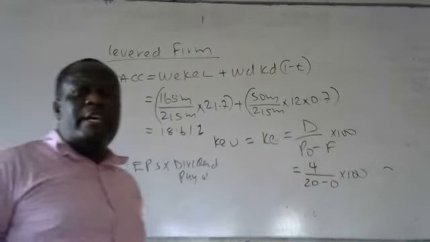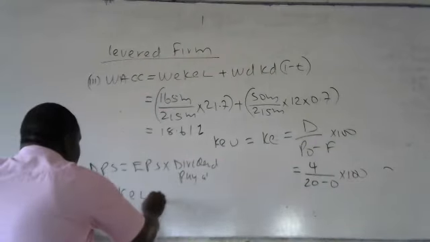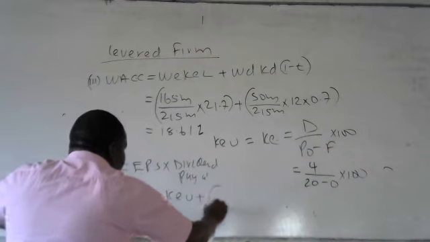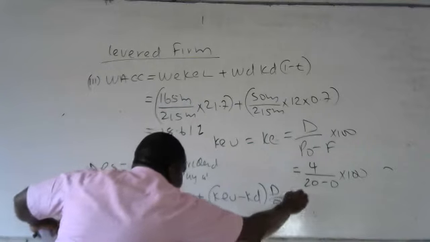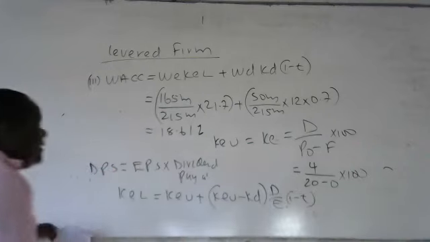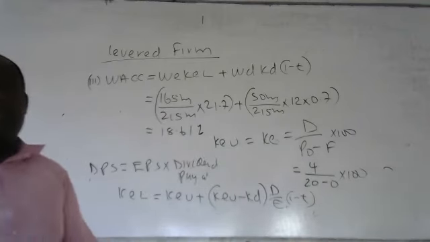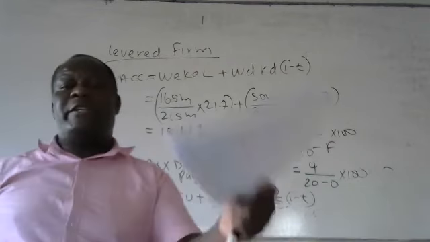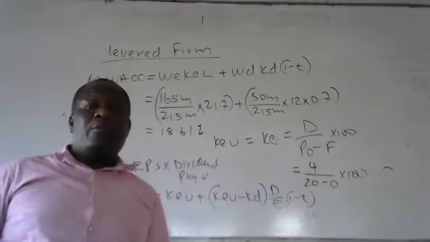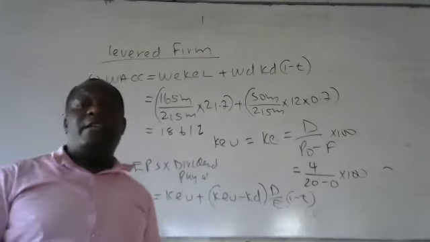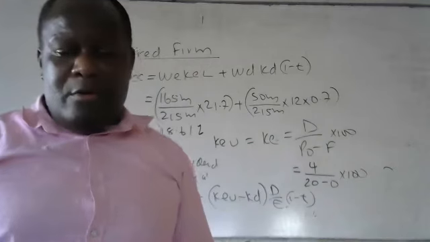So to get KEL, I gave you the formula that KEL should be given by KEU plus (KEU minus KD) times D over E, times (1 minus T). This is the one for Modigliani and Miller. So confirm it using this formula. It will not lead you to 24 point something. It will go down. Then also, when the firm is levered, that KEL will definitely go down from that perspective. So we can stop there.